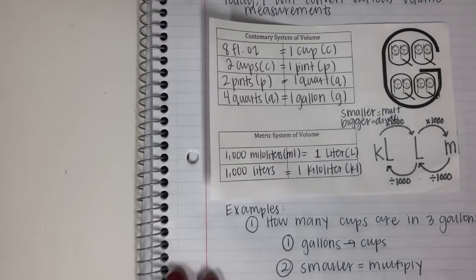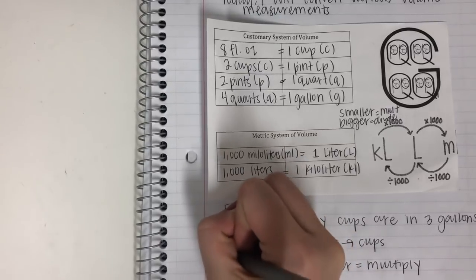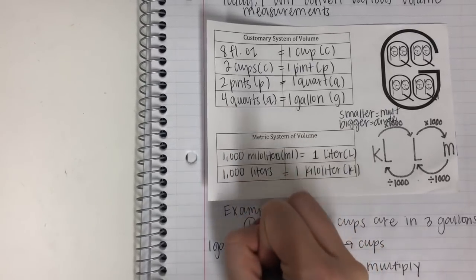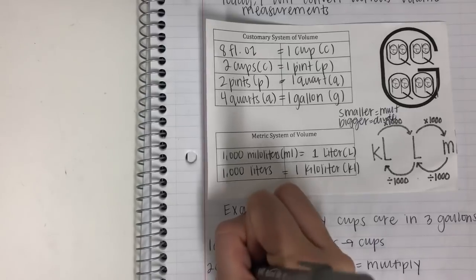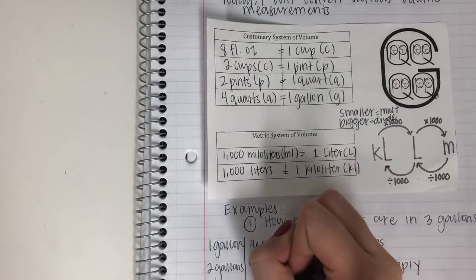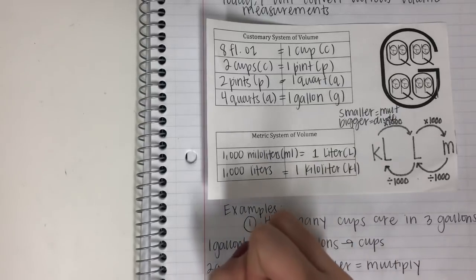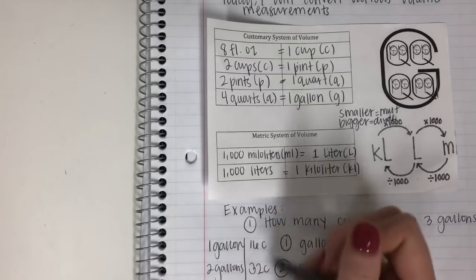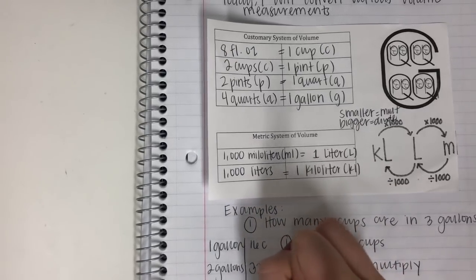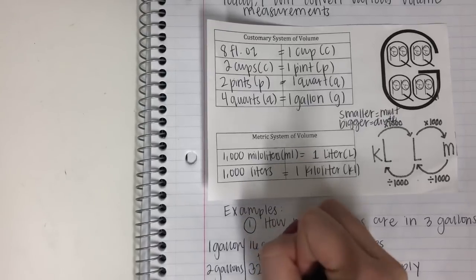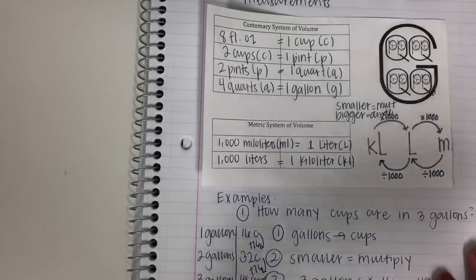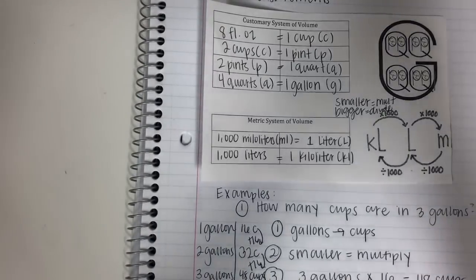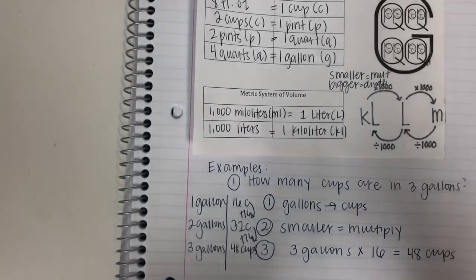You could also think of it like a chart. So 1 gallon, 16 cups, 2 gallons, and then we just add it, 32 cups, 3 gallons is 48 cups, because all we're doing is adding the 16 each time. But I kind of like just doing the multiplication, but you can do repeated addition for this as well. I think the multiplication one is the easiest way to do it. Okay, so let's look at another one.